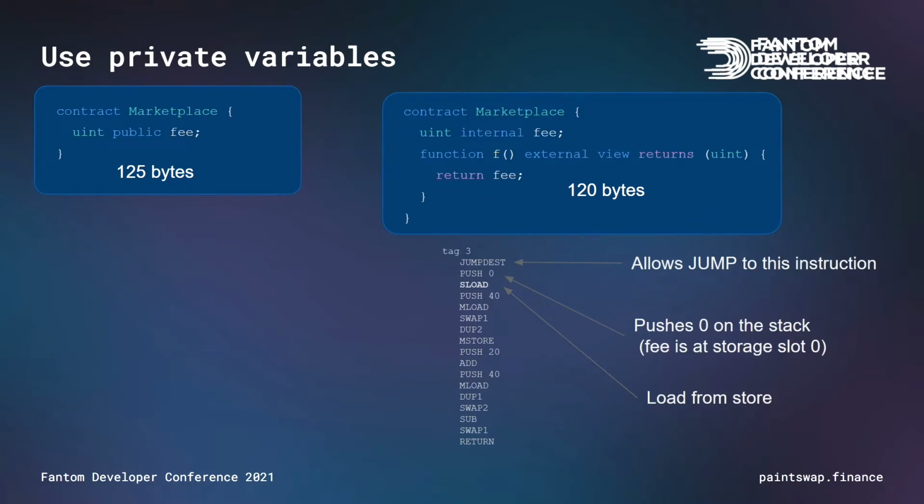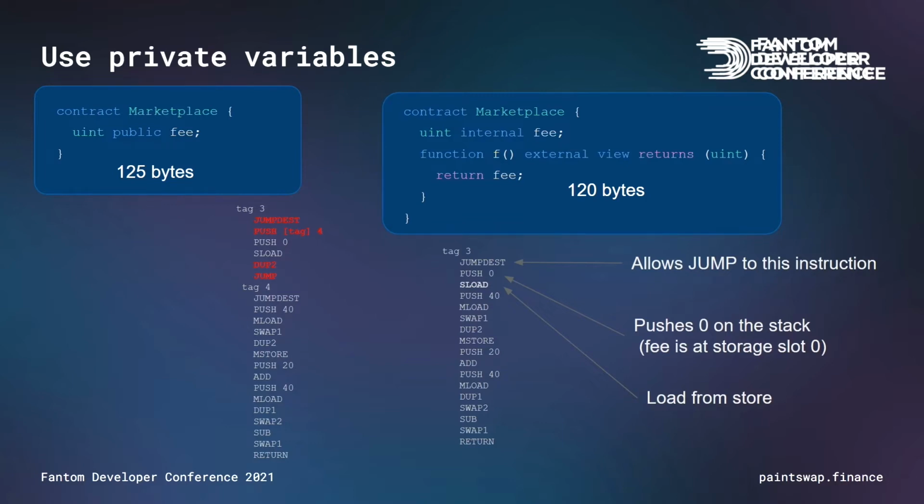Now let's see the opcodes for the implicitly generated getter function for the fee state variable for the contract on the left. We can see that there's now an additional jump destination opcode. And I've highlighted in red all the new opcodes that don't appear in the function on the right. So there's actually now technically 2 functions generated, because a jump destination is typically the start of a function.